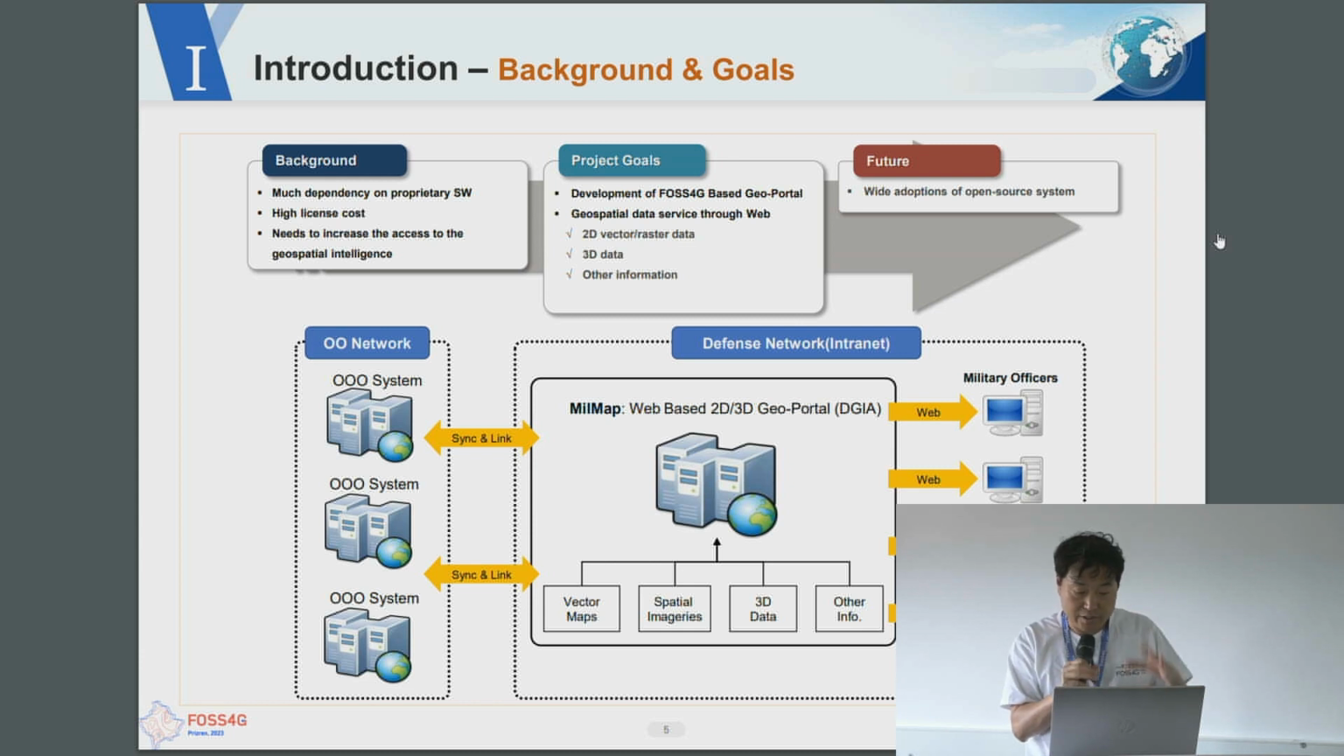This diagram is the logical diagram of the DGIA's MilMap. So there are lots of systems, production management systems, and other things. And then at the core, there is a MilMap. So we collect and process the vector data and the spatial imagery, satellite imagery, and the aerial photos and 3D data. And then we service all the data to the military officers through the web. The only thing military officers need is just web browsers like Chrome or Edge or Opera.